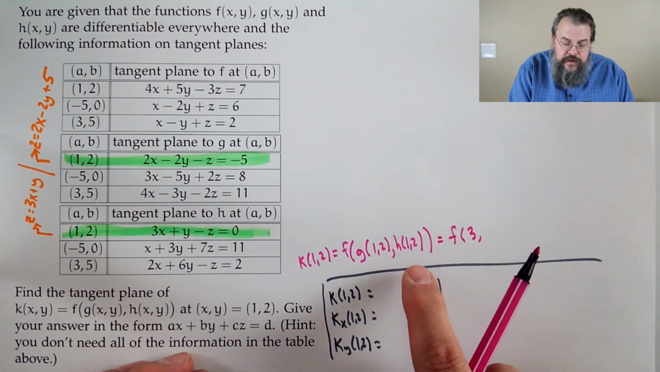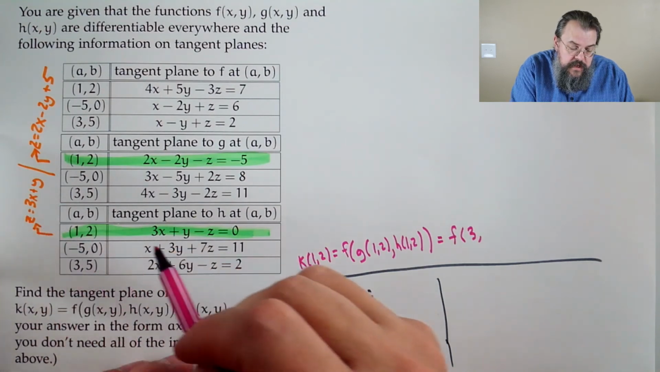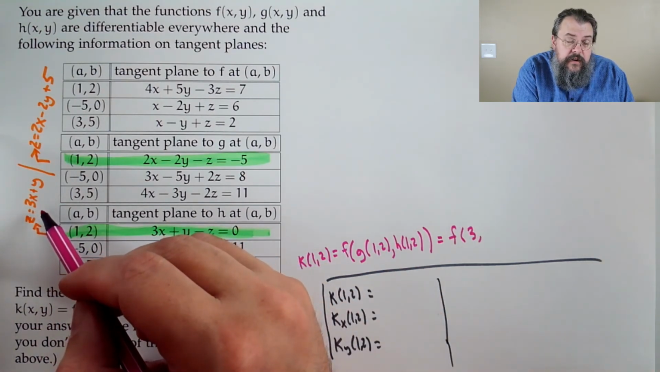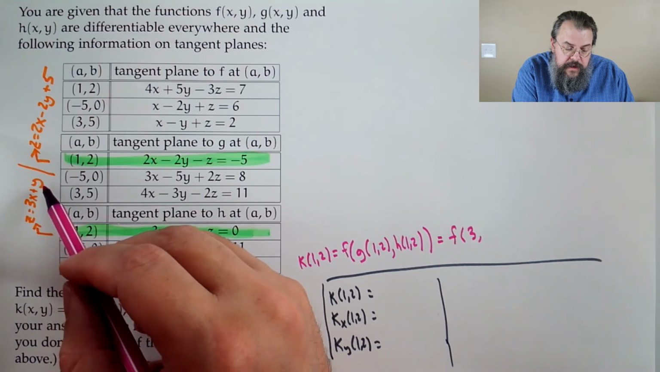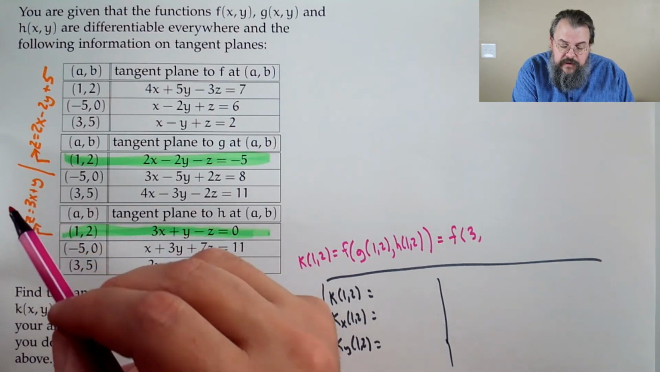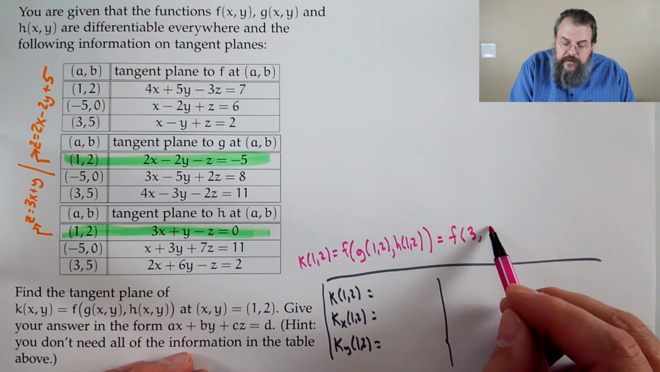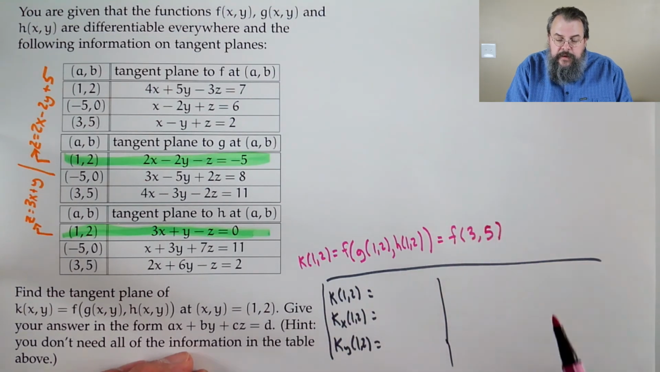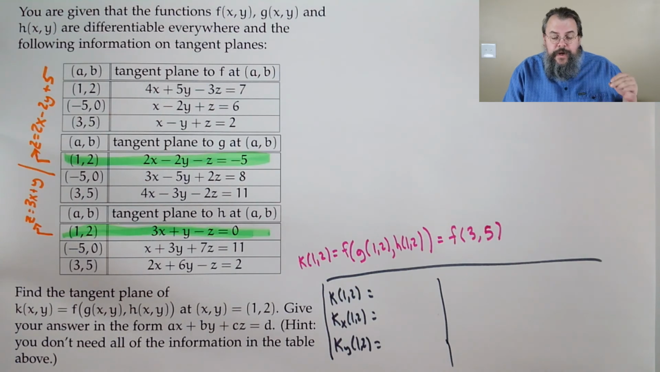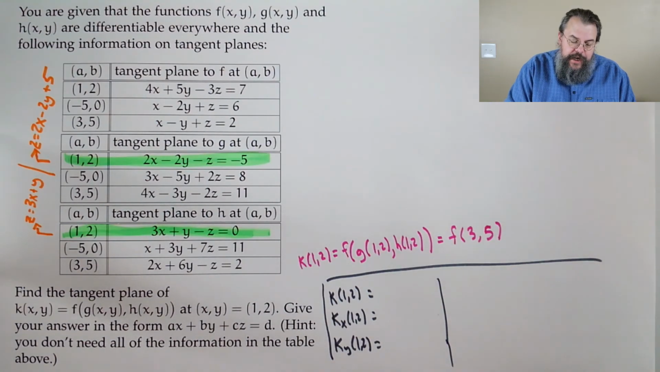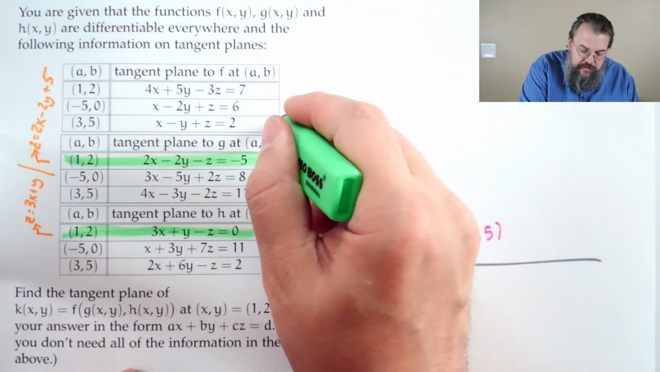Okay, how about h of 1, 2? Well, we come into this plane, that's our h of 1, 2. We plug in x equals 1 and y equals 2. 3 plus 2 is 5. So that's f of 3 comma 5. Well, which tells us we need to know what's happening to f at 3 comma 5, which says we care about this plane here.